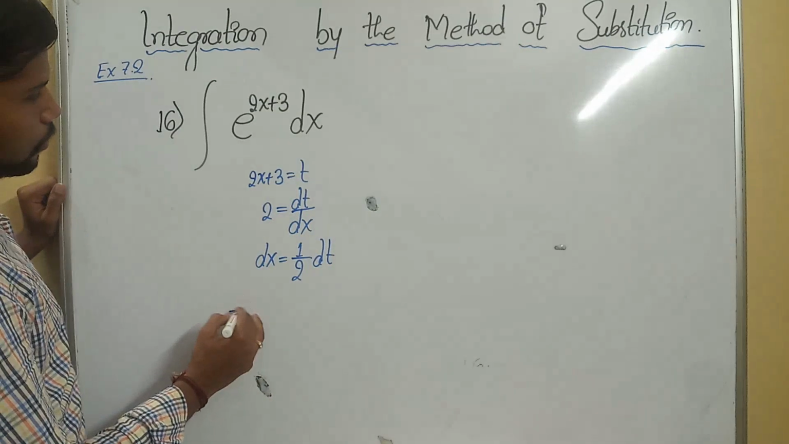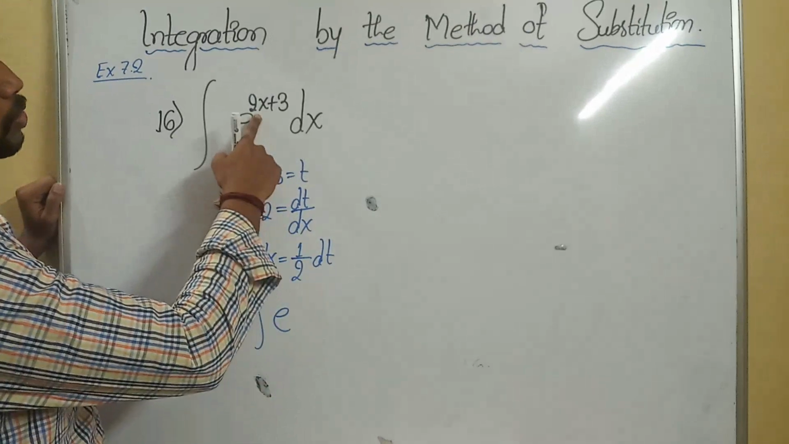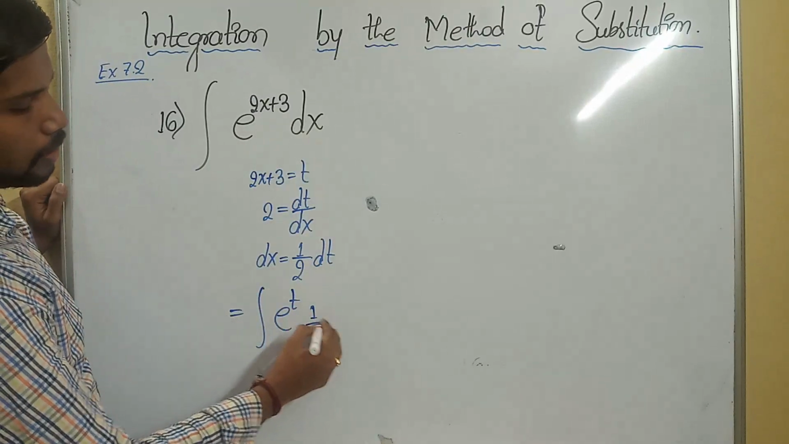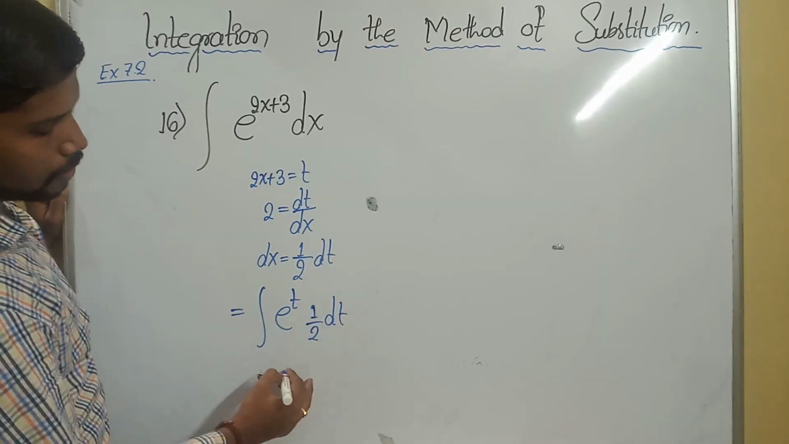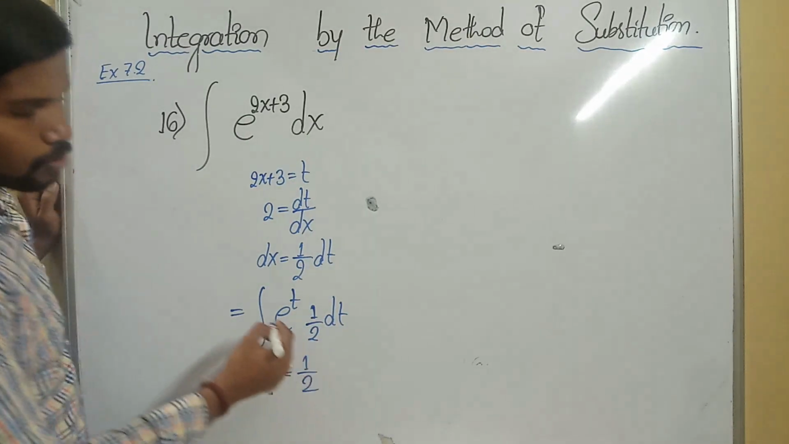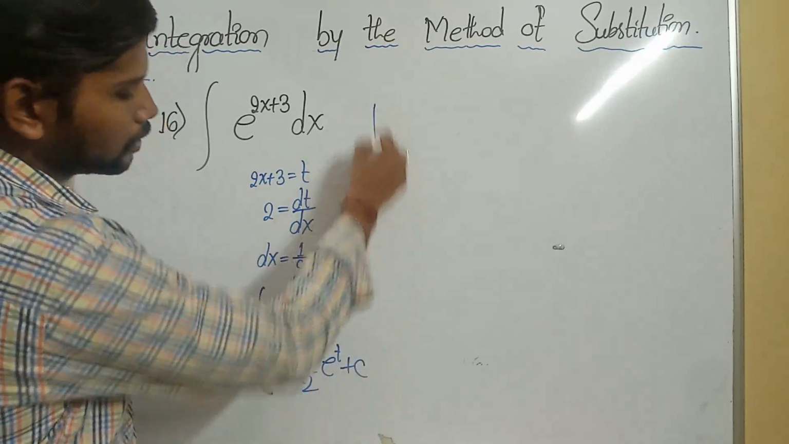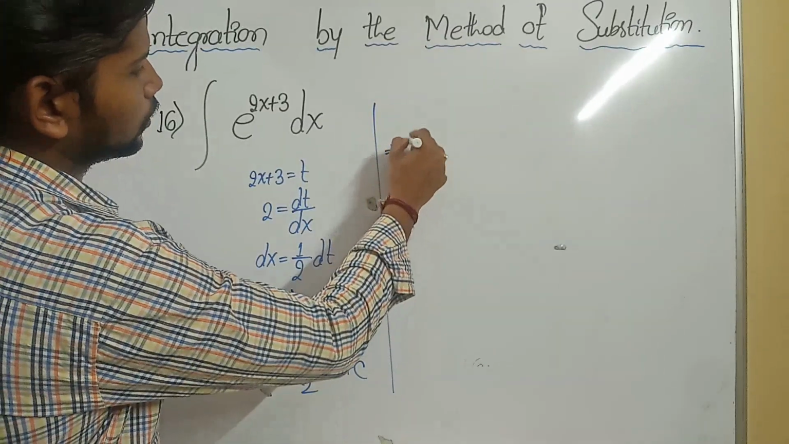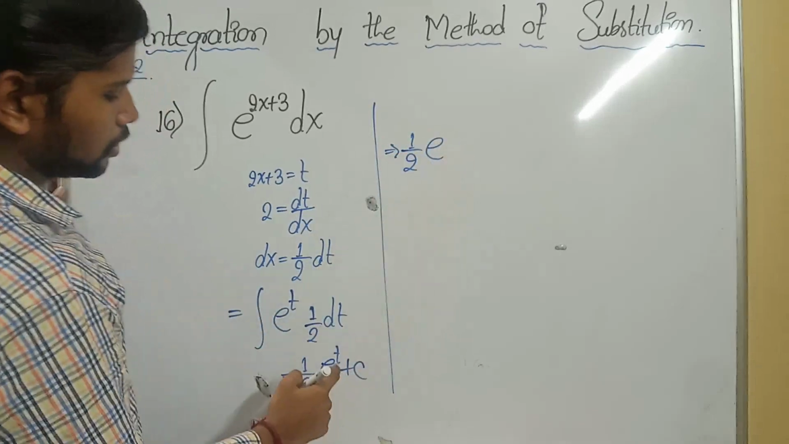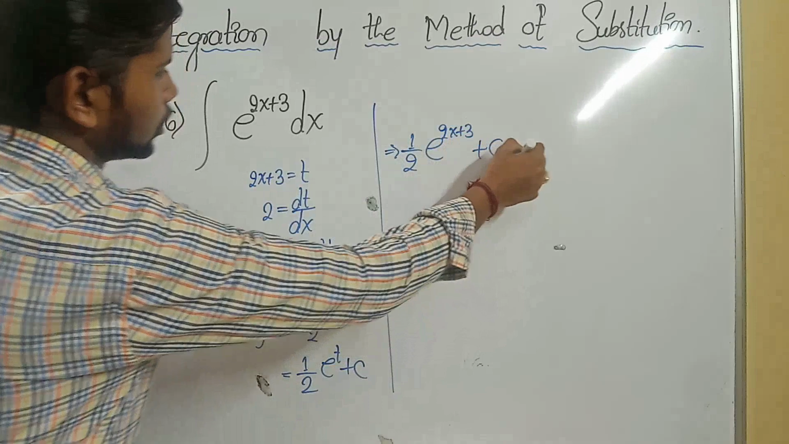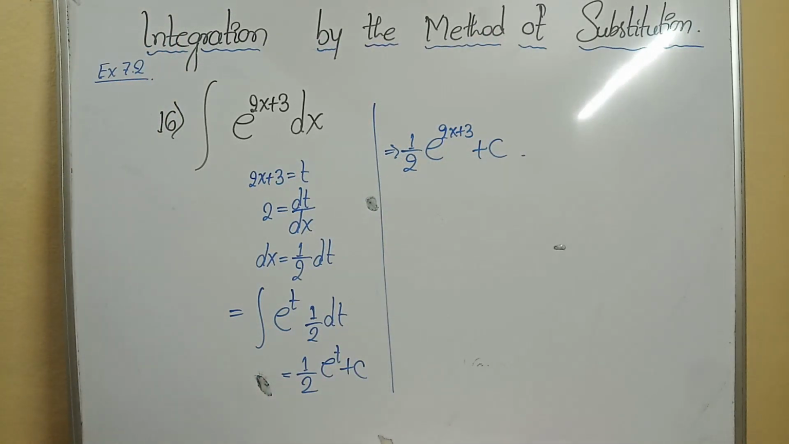Got it? It will be the integral of e to the power of 2x plus 3, that is t, with dx as 1 by 2 dt. Now I'd like to write 1 by 2 as it is. What is the integral of e to the power t? It will be e to the power t plus c. Now I substitute the value: 1 by 2 e to the power t. What is the t value? The t value is 2x plus 3, plus c, which is the required result.